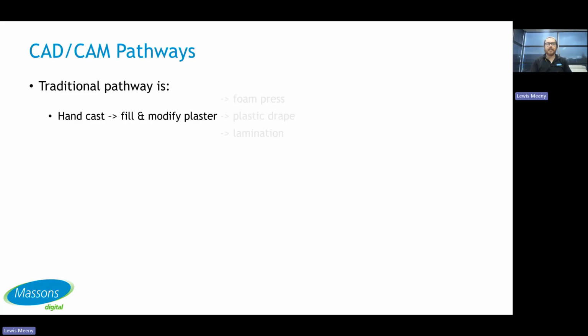The CAD-CAM pathways, there's a lot of different ways that CAD-CAM can go compared to a traditional pathway. So a normal pathway, we'd go hand cast, you fill and modify the plaster, and then you pull some foam on it, do a plastic draper or lamination or something along these lines. It's a pretty straightforward linear pathway.